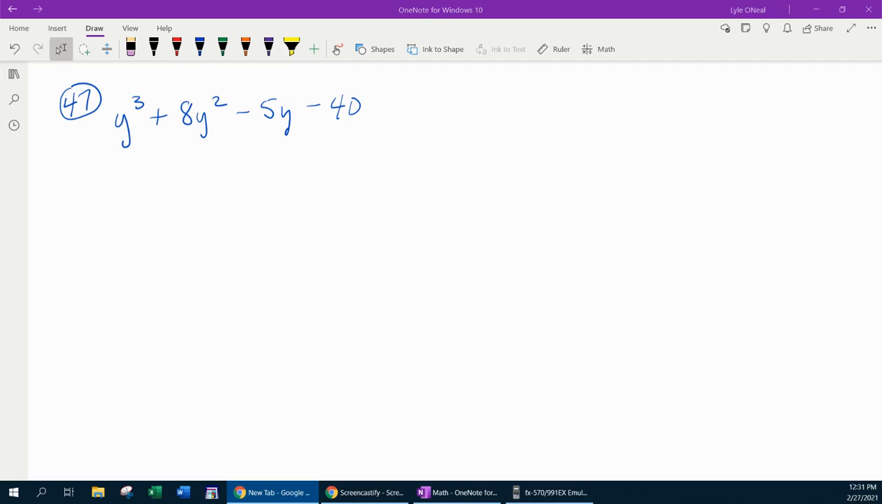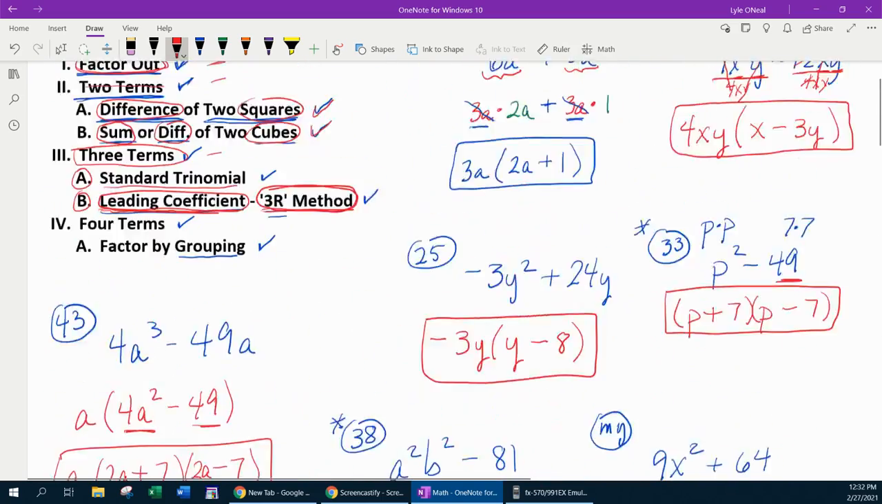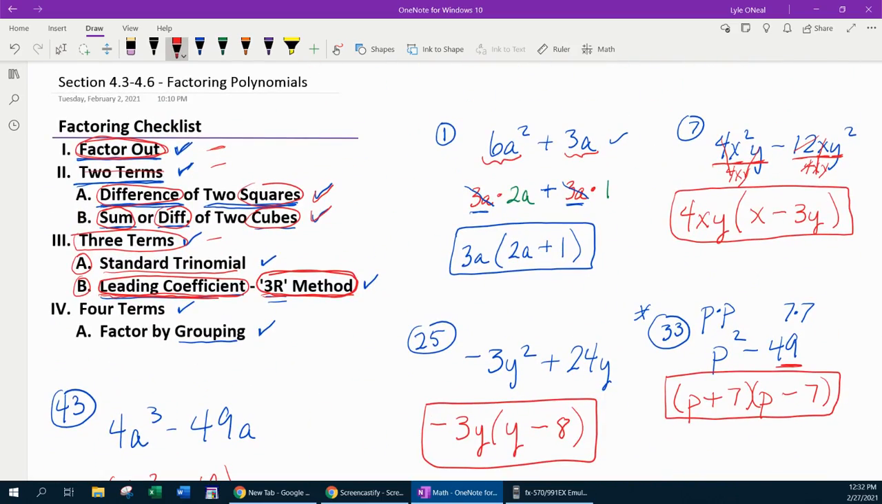Okay, for our next problem, I have jumped ahead to number 47, but I've also jumped back to section 4.3. So this problem and the remaining problems will be from section 4.3. And if I could scroll back up all the way to the top, remember what we're doing is we're working on the factoring checklist, working our way all the way to the bottom. So everything that I've done so far has been in order. And we're to the last concept, 4 terms factor by grouping.